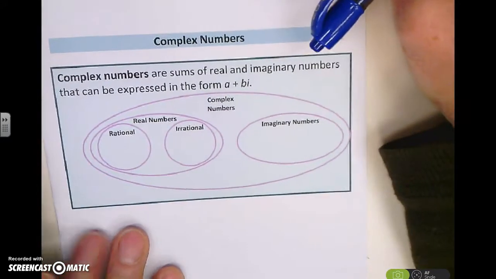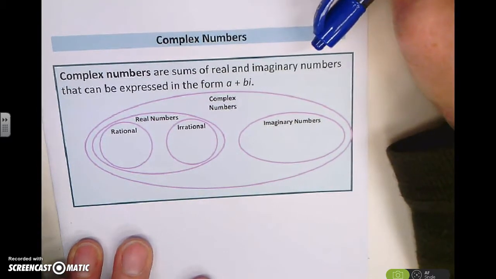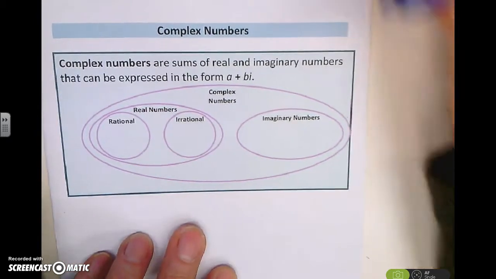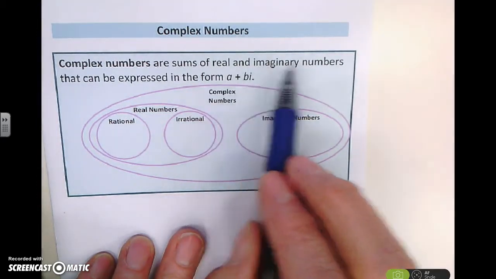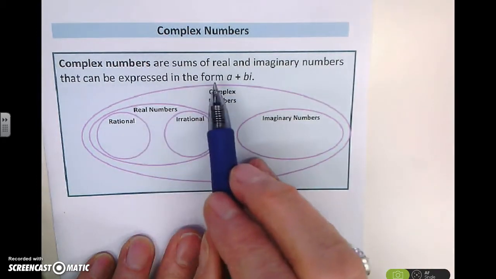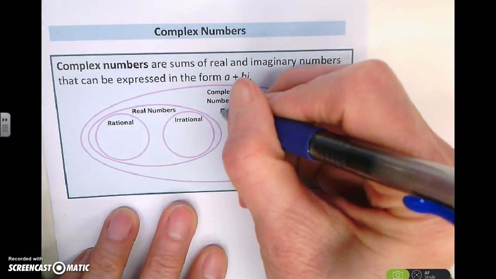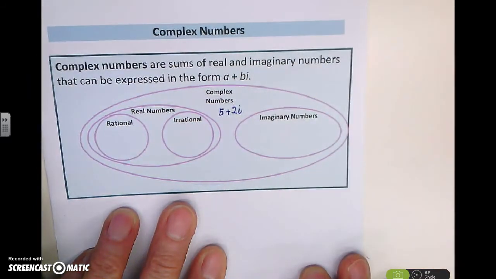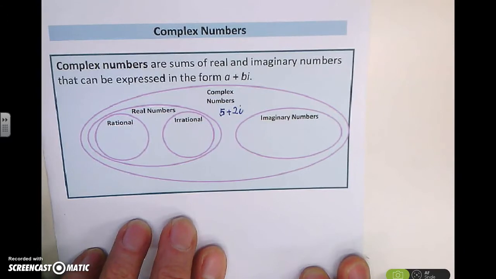Okay, so then now we're going to move into complex numbers. We just talked about the imaginary unit i. Complex numbers are going to use an i, and they're actually going to be sums of the real and imaginary numbers that can be expressed in the form a plus bi. So a complex number might look something like 5 plus 2i. That would just be a simple one, a real number plus an imaginary number.